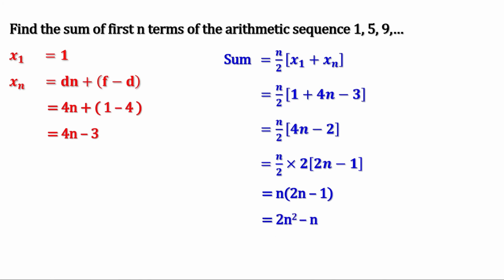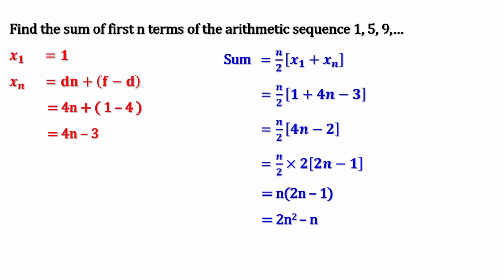This is the sum of n terms of this arithmetic sequence. When we give n equal to 1, we get the first term, that is 2 into 1 square minus 1, that is 2 minus 1 or 1. When we give n equal to 2, we get the sum of two terms of this arithmetic sequence, that is 2 into 2 square minus 2. 2 square is 4, 2 into 2 square is 8, minus 2 is 6. So 6 is the sum of the first two terms. We can see 1 plus 5 is 6.